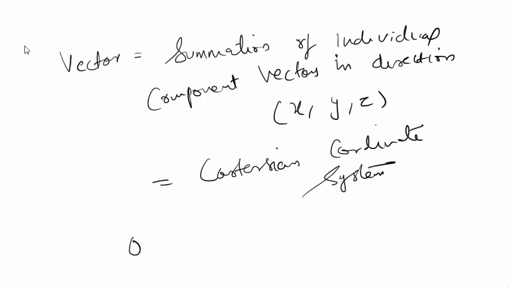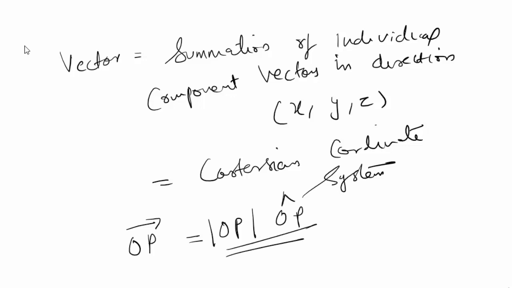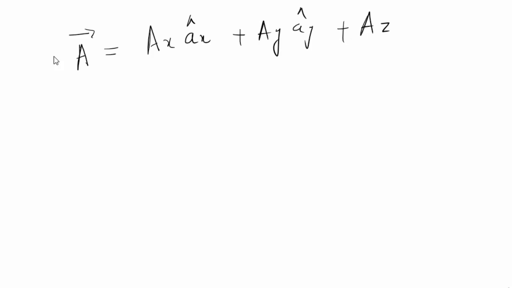Again, a vector like OP can be written as OP, the magnitude of the vector, and the unit vector. So this is the other way. So we will see what a unit vector is all about. If I'm having a simple vector A, it can be written as Ax times the unit vector plus Ay times the unit vector plus Az times the unit vector.